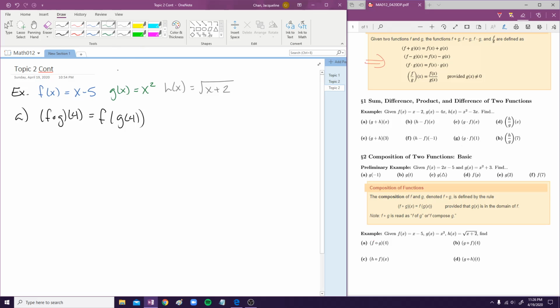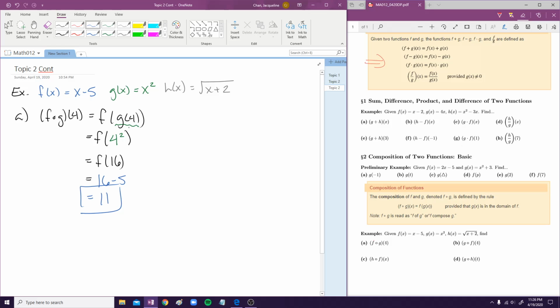Looking over here, we need to find what g of 4 is. So we just plug in, so we get g, and wherever we see an x, we're going to plug in a 4. So this becomes 4 squared, which is f of 16. And then now we want to find f of 16. So wherever I see an x in f of x, I'm going to plug in 16. So this becomes 16 minus 5, which is equal to 11. So f of g of 4 is equal to 11.